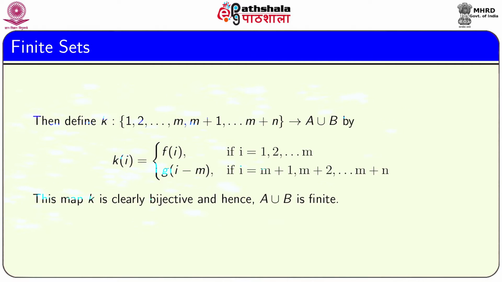Of course, they are bijections, and we define a bijection, rather we define a function k from the set 1 to m together with the set m plus 1 to m plus n to the set A union B by k(i) is equal to f(i) if i is equal to 1 to m, and k(i) is equal to g(i minus m) if i is m plus 1 to m plus n. This map k is clearly bijective, and hence A union B is finite.